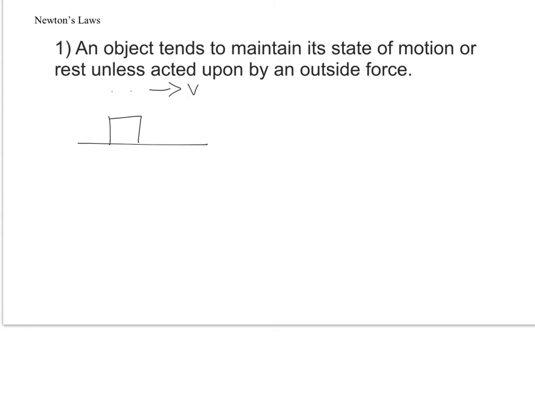So if nothing acts on it to make it stop moving, then it keeps moving. Okay, so a velocity does not belong in a force equation because there's no force required to make it keep moving. Rather, it's just the opposite. A force must act on it to make it stop moving. All right, let's do the second law.